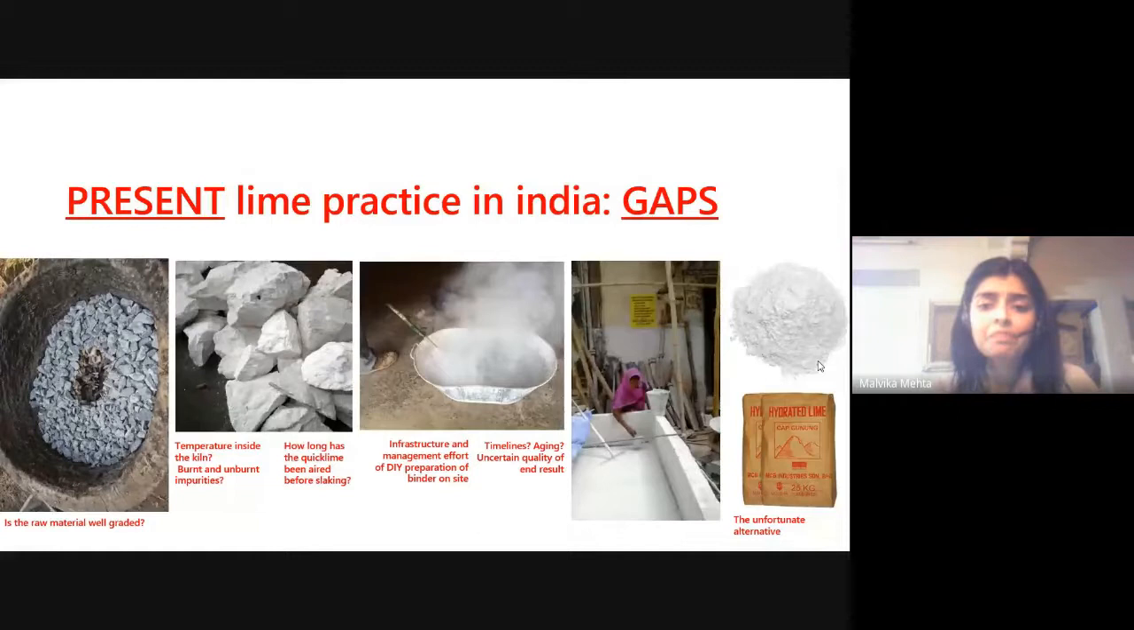And they say when Romans built Rome, they aged their lime for 3 years. When the city palace was built, they aged their lime for 2 years. For me, the best possible at a stretch, I could probably do 3 months. And then I saw the unfortunate alternative of powdered lime, which has sort of taken over a lot of lime practice in the country, which is just sad because outside of our country, in Europe, nobody would ever use hydrated lime for anything more than a whitewash.